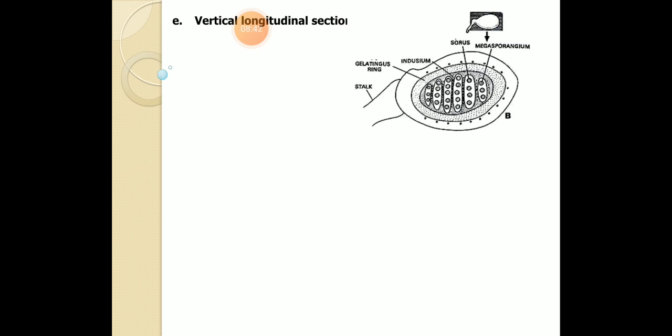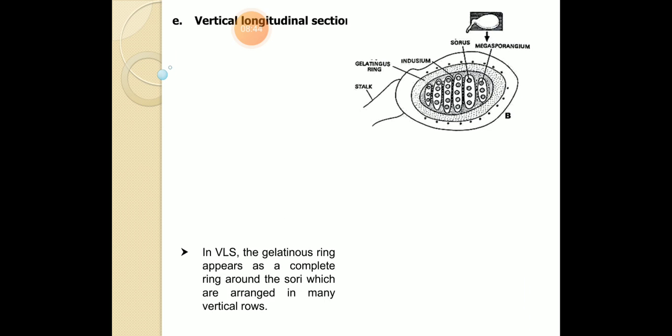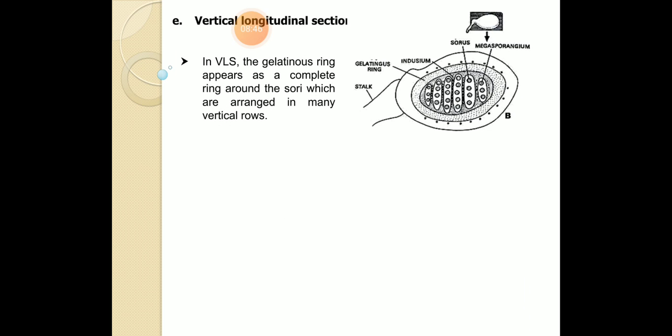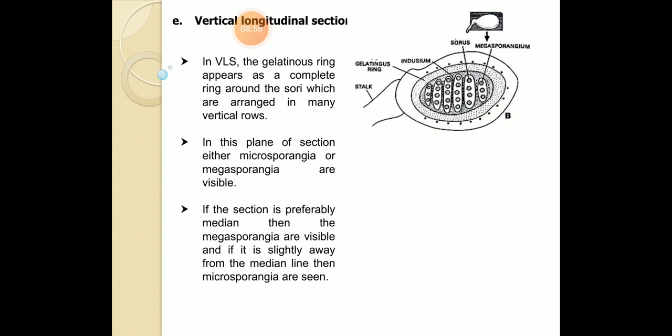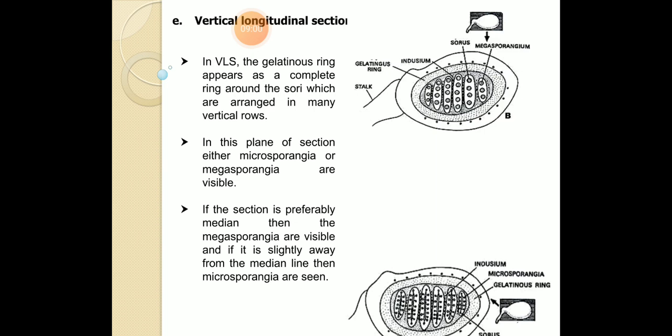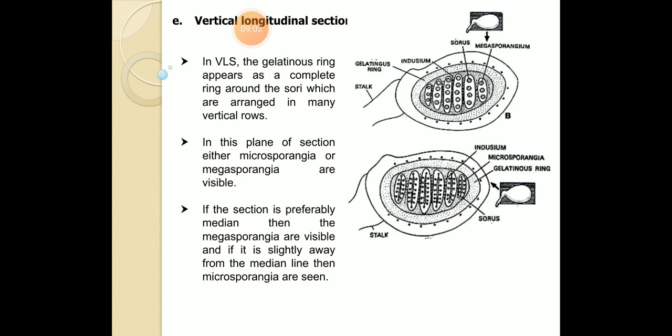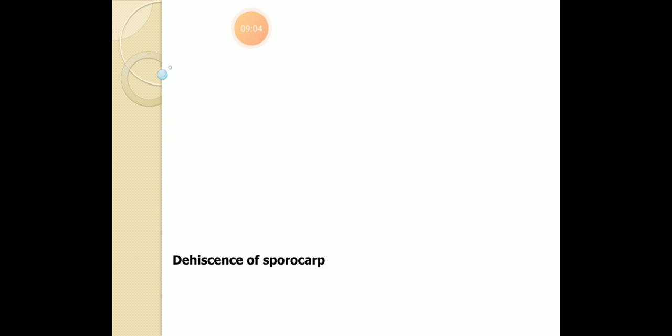And this one is a VLS, vertical longitudinal section of the sporocarp, and here you can find the gelatinous ring, and this is how you can peculiarly spot the sori at a different angle. Either the microsporangia or megasporangia are very easily visible, and this is the enlarged view of these pictures.